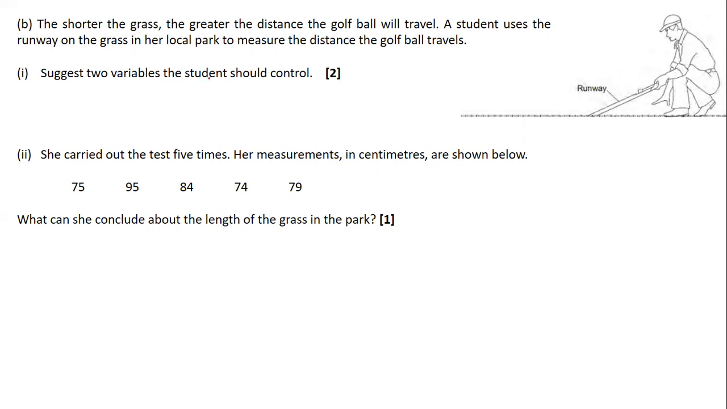A student uses a runway on the grass in a local park to measure the distance the golf ball will travel. Now, what should we do? Suggest 2 variables the student should control. What are the 2 variables that he should control?